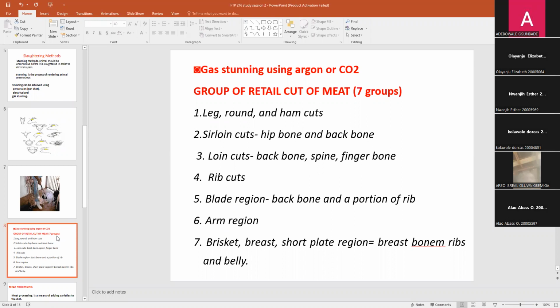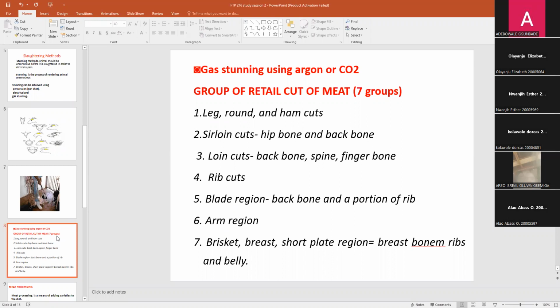Then the third one is loin cut. Loin cut is basically backbone, spine, and finger bone. Ribs, we all know where ribs are. So they cut the ribs separately, slice into 2, then divide it, and remove the arm region. So we have the blade region too. The blade region comprises a portion of the rib and part of the backbone. Then the arm region, the arm is separated. You remove the arm separately.